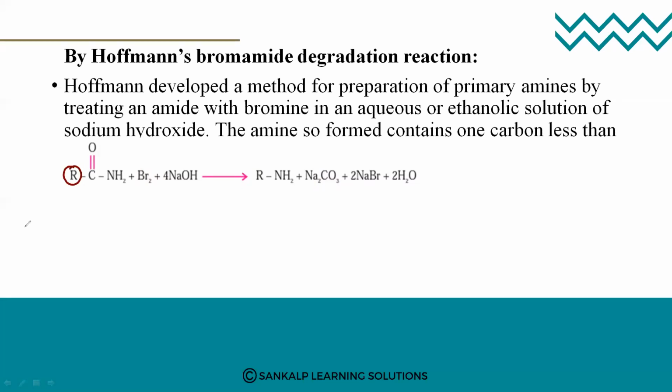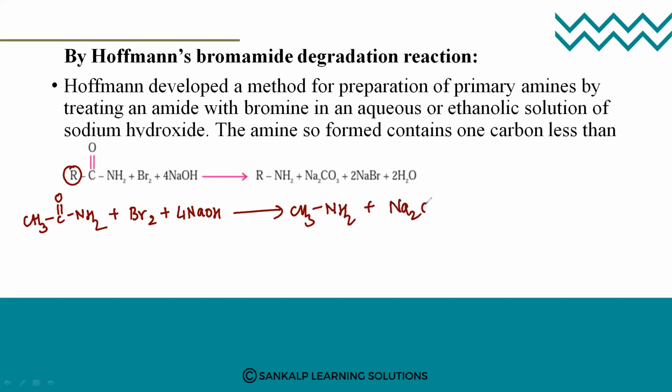So I can take this R as CH3. So CH3 C double bond O NH2, plus Br2 plus 4 NaOH. What is obtained? You will get CH3NH2 plus Na2CO3 plus 2 NaBr plus 2 H2O. So we are going to get methanamine.